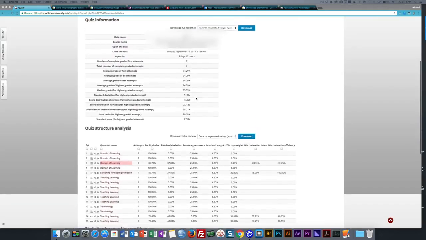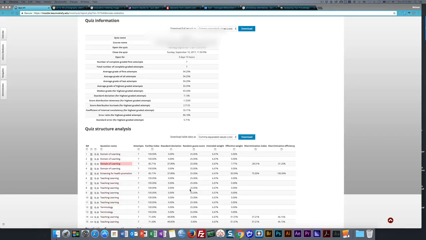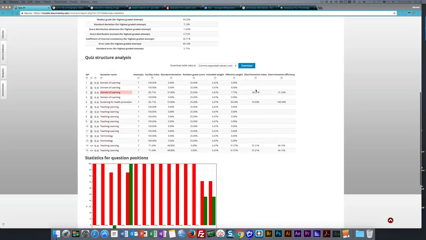Now let's go to the top part here. These are just your questions in between, where you can see the standard deviation. We'll talk about what this number is aiming for, your random guess score, and what it should be, your intended weight, your effective weight, discrimination index. I was talking about these numbers here, and some of them were so low they just didn't show. Your discrimination index. These four questions fall within the adequate to very good. The rest of them do not.